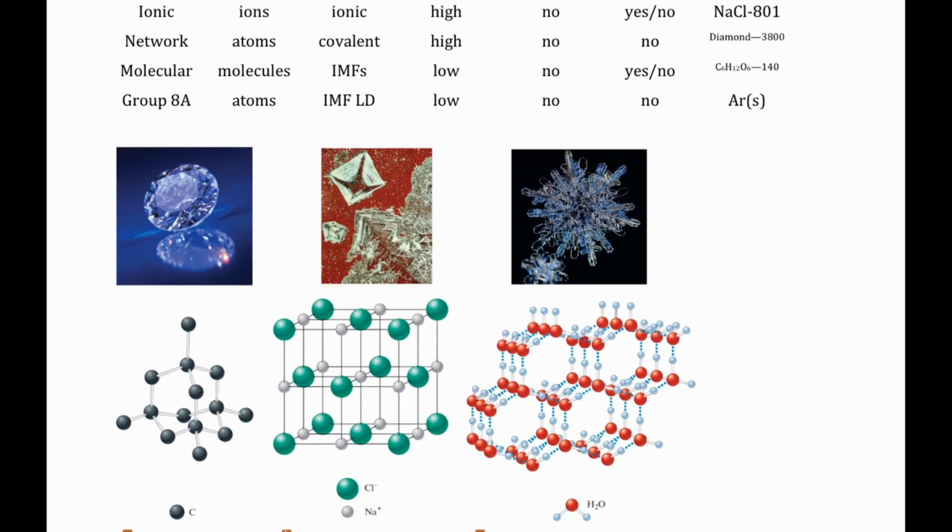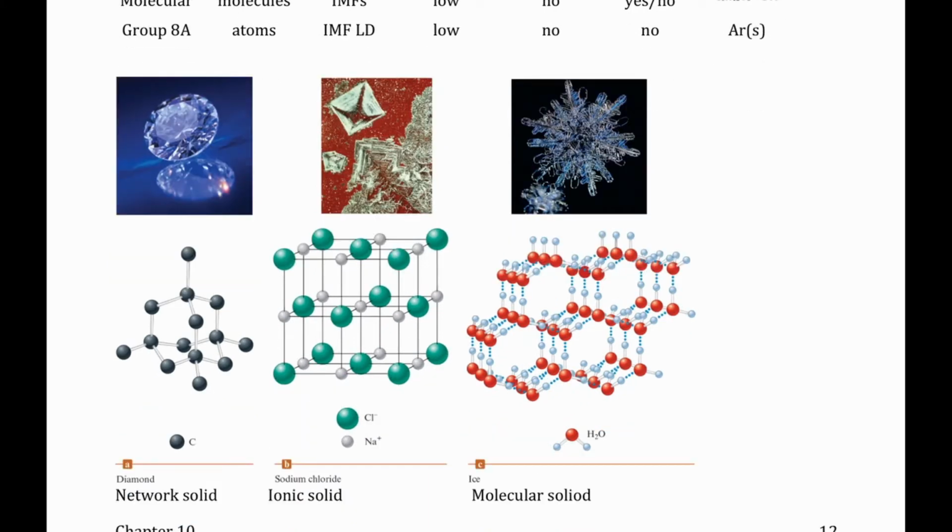So here are several examples. The first one is diamond, and that's a network solid. The black balls in that diagram are carbon atoms, and they are covalently bonded together. It's just a bunch of carbon with those tetrahedral structures covalently bonded together. Being covalent, those bonds are hard to break, thus the high melting points.